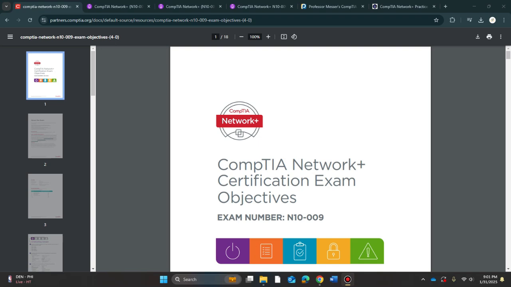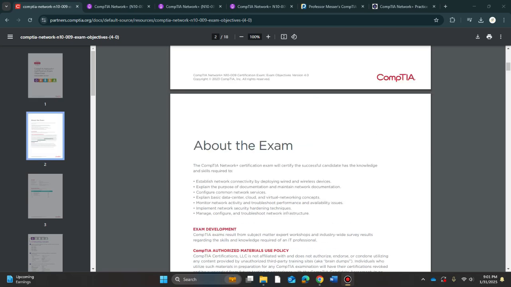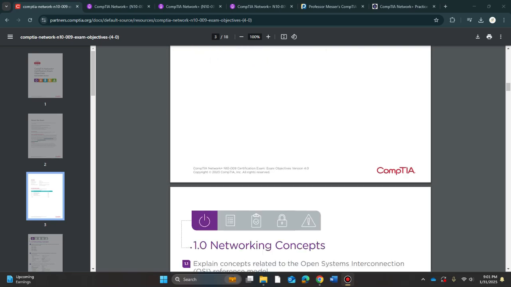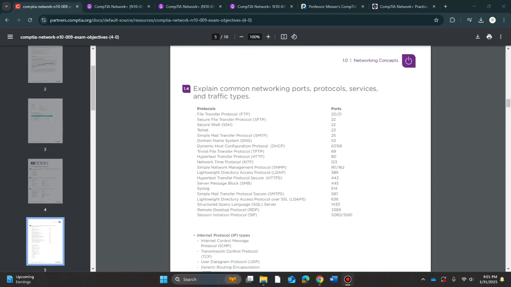My go-to when I'm taking CompTIA exams is to look at the exam objectives. This is available on the CompTIA website, and you can find it and download it. Just go over it and make sure that you're familiar with all the objectives. As you can see here, it's pretty straightforward. So that's what I did.